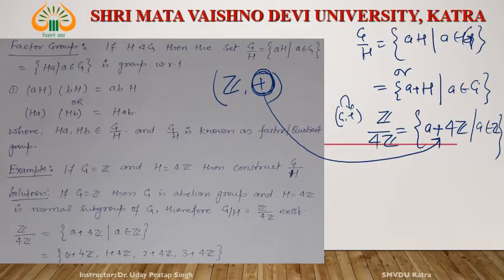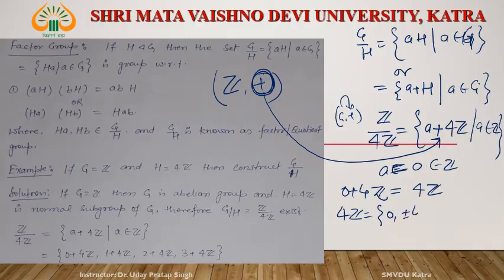Now see, A belongs to Z. Let A be equal to 0, and 0 belongs to Z. Then 0 plus 4Z. What is 0 plus 4Z? It is 4Z. What is 4Z? 4Z is 0, plus or minus 4, plus or minus 8, plus or minus 12, and so on. If we add 0 to every element of 4Z, we obtain 4Z.